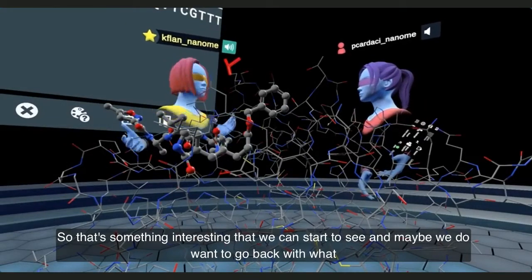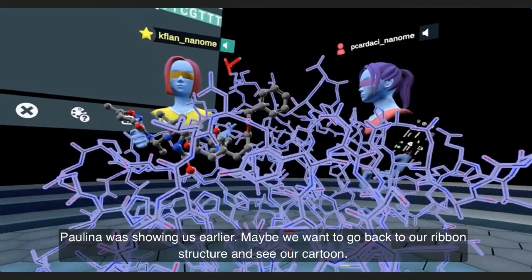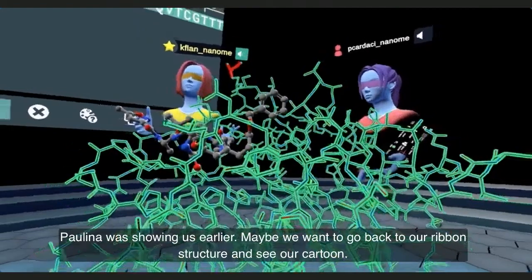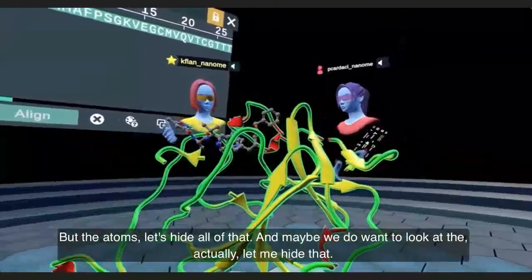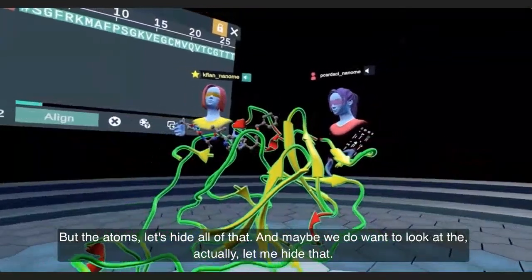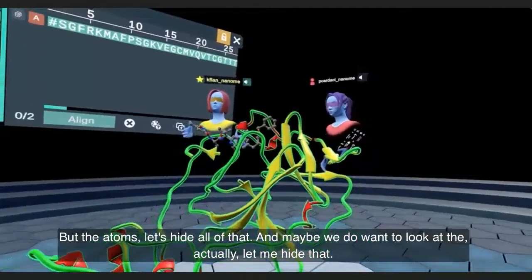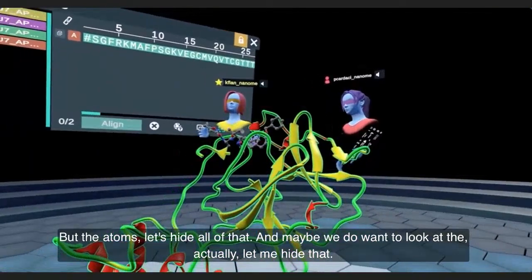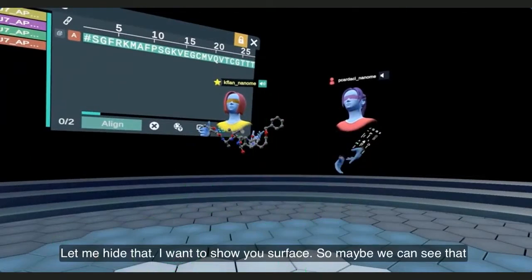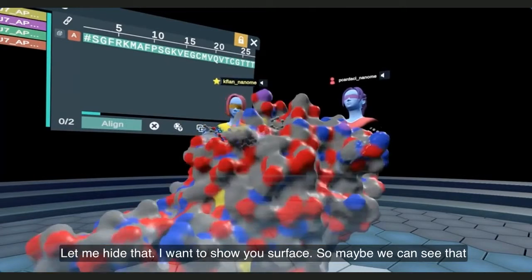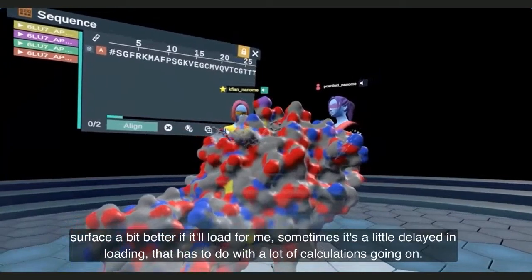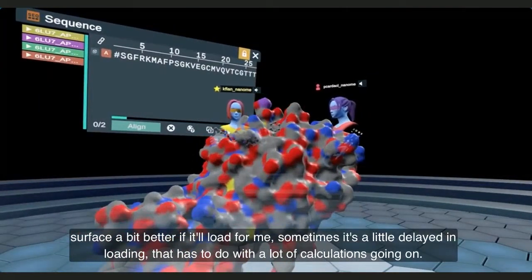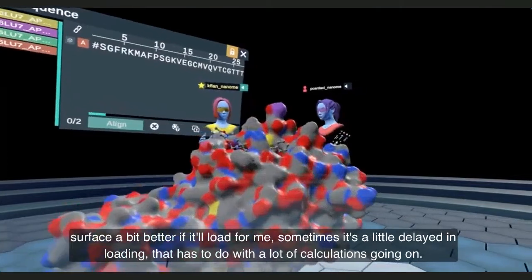And maybe we do want to go back to what Paulina was showing us earlier. Maybe we want to go back to our ribbon structure and see our cartoon, but the atoms, let's hide all of that. Actually, let me hide the ribbon. I want to show you surface. So maybe we can see that surface a bit better if it'll load for me. Sometimes it's a little delayed in loading. That has to do with a lot of calculations going on.